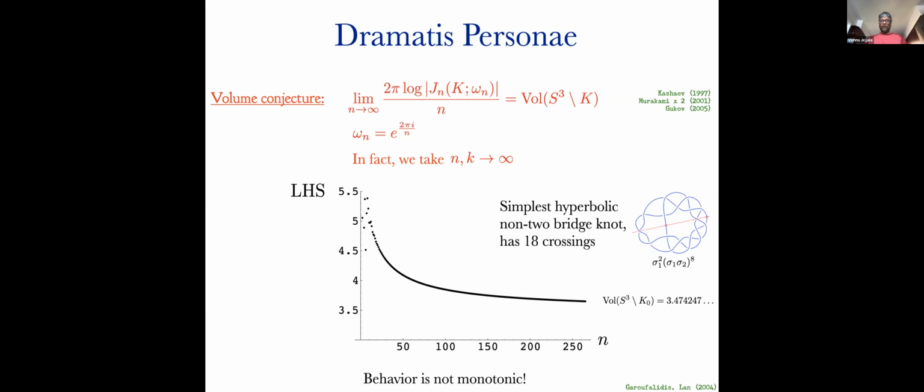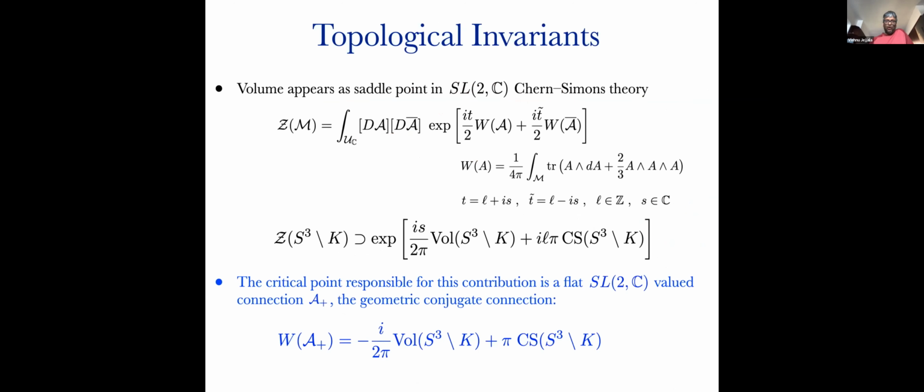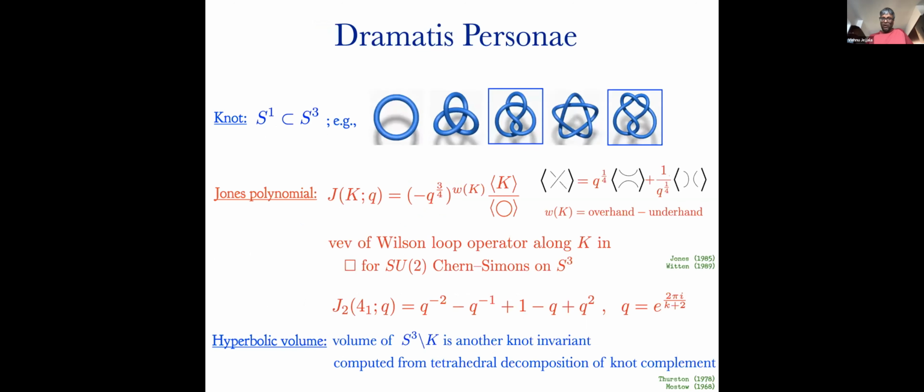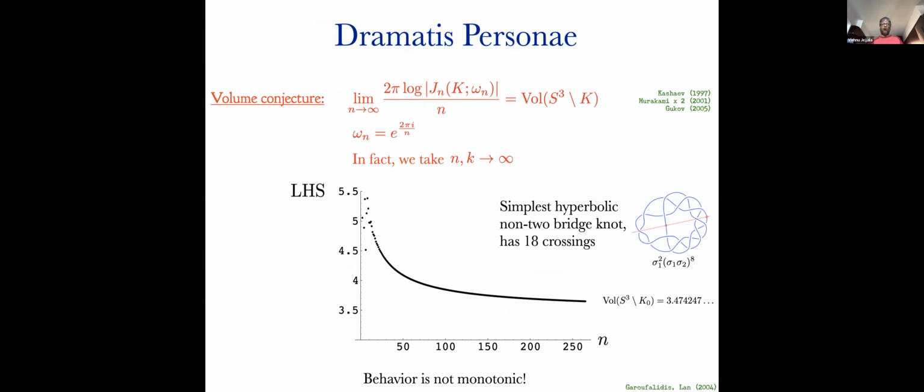The volume conjecture of Kashaev, Murakami, and Gukov is that if you take colored Jones polynomials, these Jones polynomials correspond to identifying a representation of SU2 in order to do the evaluation. The usual Jones polynomial is the fundamental representation of SU2. If you choose some other representation, you get a colored Jones polynomial. If you take the colored Jones polynomial in a limit where the color goes to infinity, evaluating the colored Jones polynomial at particular roots of unity recovers the volume.